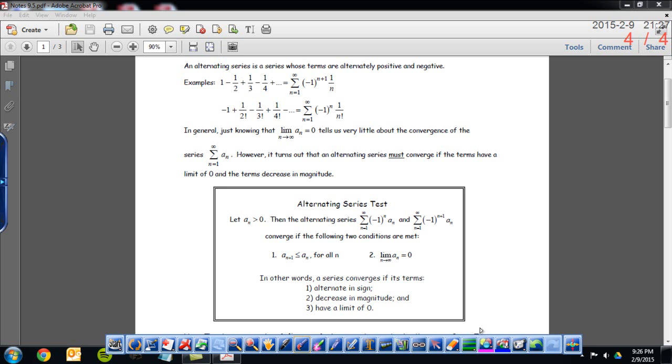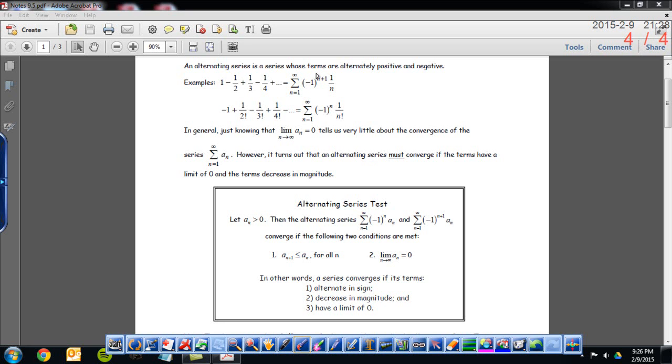Okay, today we're going to talk about alternating series. An alternating series is just exactly what it sounds like: its terms alternate between positive and negative. So here are two examples of series that alternate. 1 minus 1/2 plus 1/3 minus 1/4. You can see that the signs alternate positive and negative.